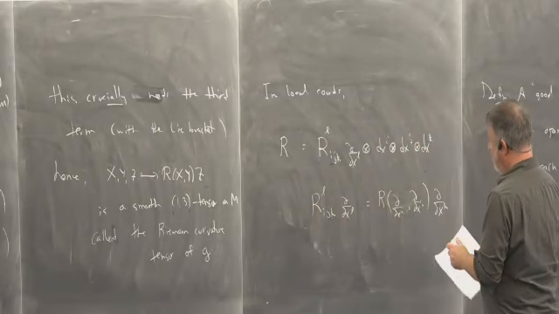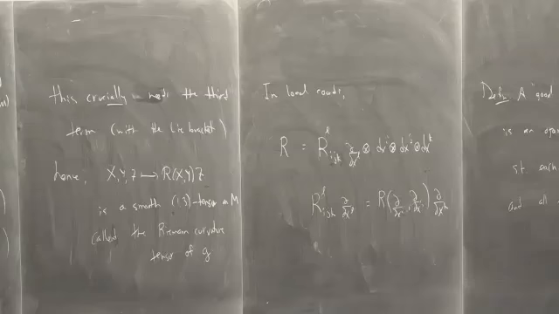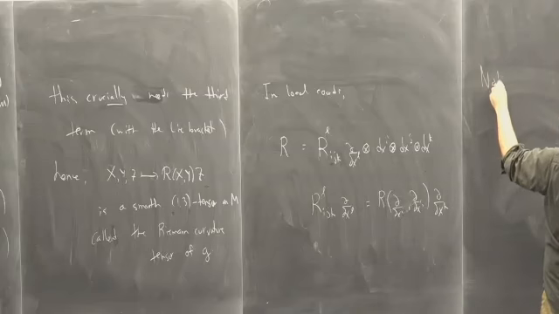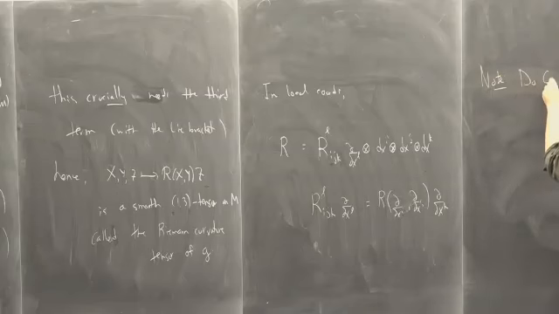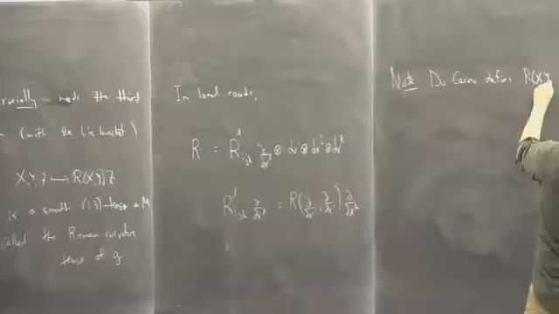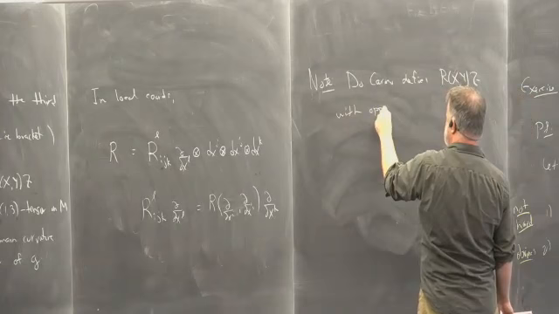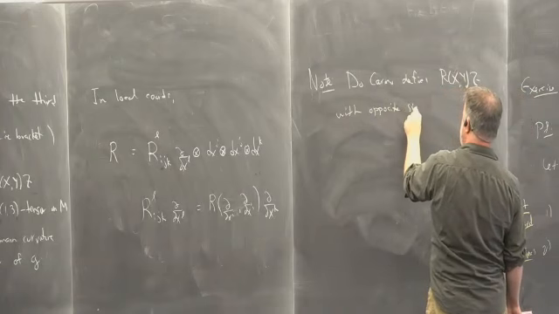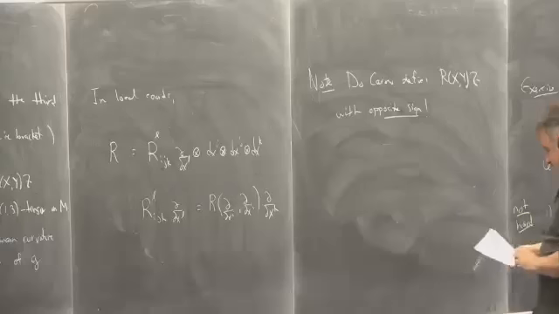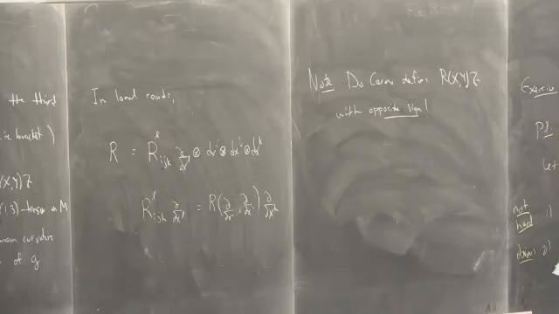and then acting on d by dxk. Okay. So I want to make a remark here. Do Carmo defines the Riemann curvature tensor to be the negative of what I did. And I think he's the only one who does that. So note, Do Carmo defines R of x, y, z with the opposite sign. And as I said, I haven't seen anyone else do that. Okay? I'm sure other people do it, but it's not a good idea.